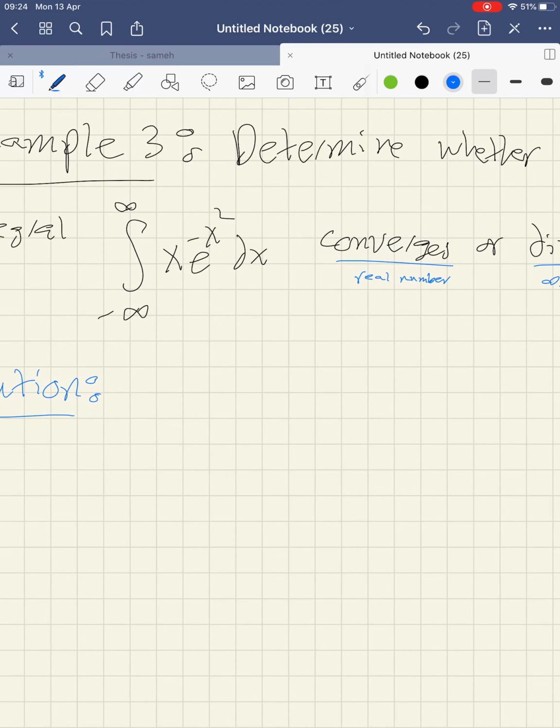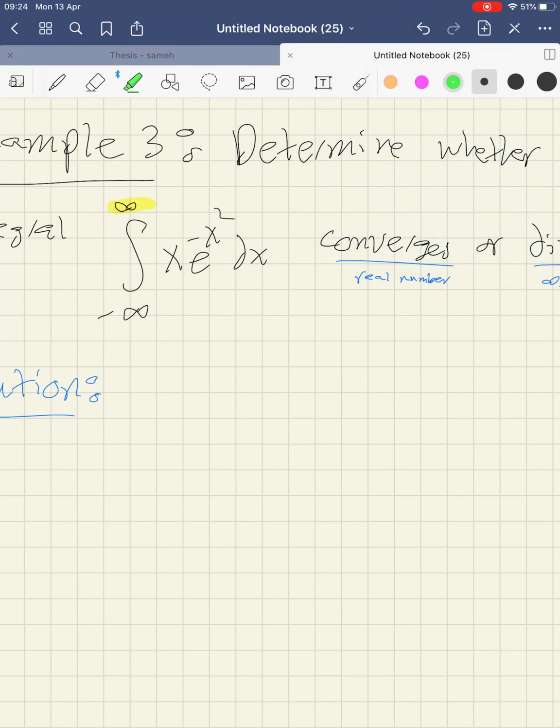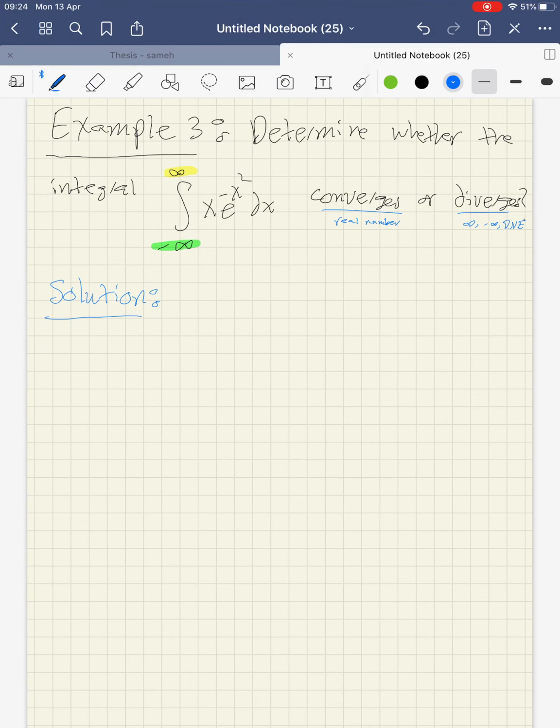Now, you ask yourself why this is an improper integral? Because here we have infinity, but not just one infinity. We have two problems. We have infinity in the top, and then we have another infinity in the bottom. So this is an improper integral, and it has two problems. Usually, if it's an improper integral with more than one problem, we have to deal with one at a time.